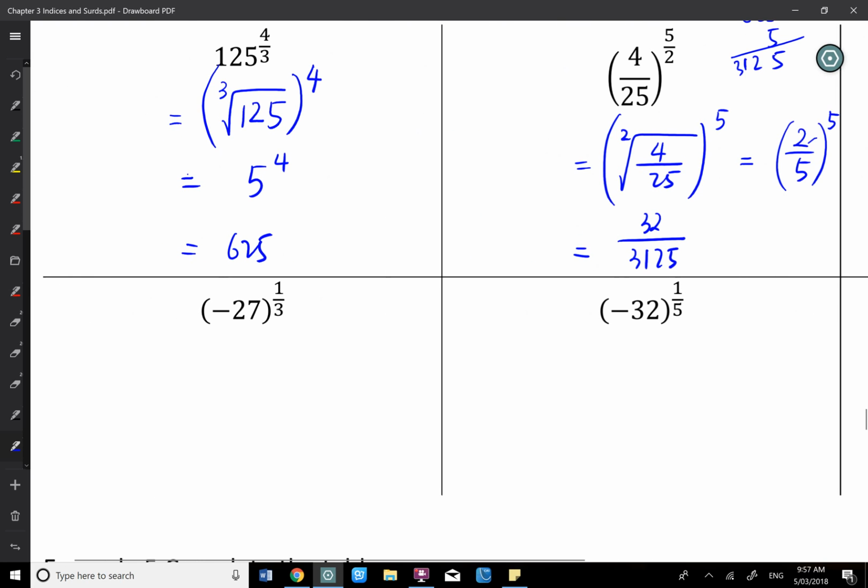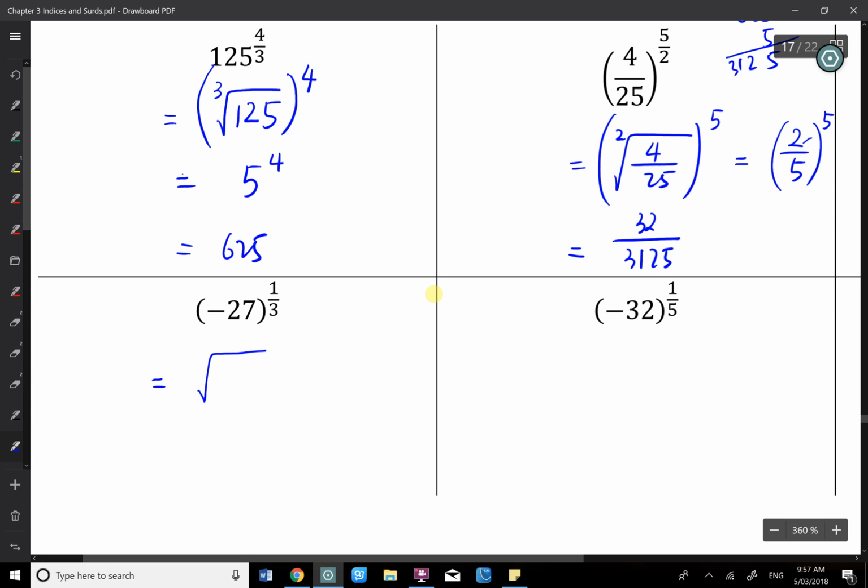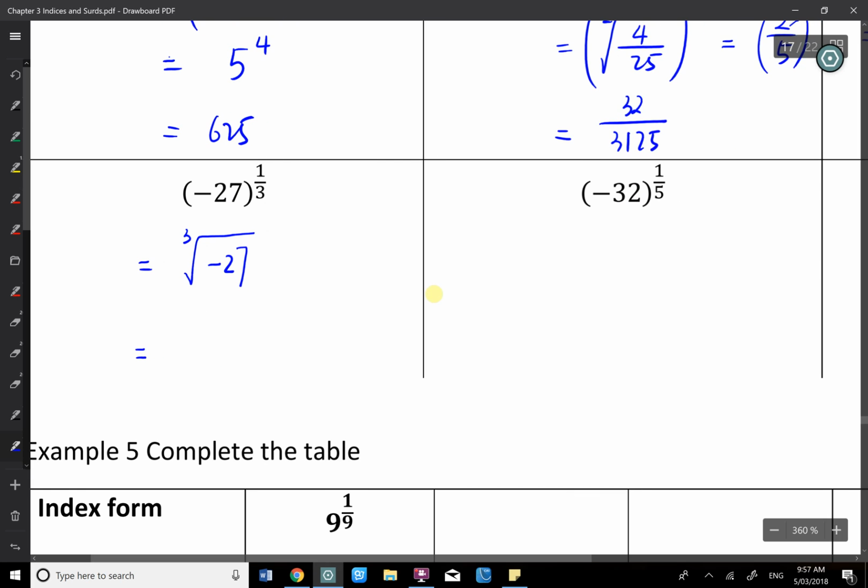Okay, think about the negative number. What we have all dealt with here is positive numbers, and now let's think about the negative. So negative 27 to the power of a third. That is the cube root of negative 27. What do you think that will be? Negative 3, that's right. Because negative 3 times negative 3 times negative 3 will give you negative 27. So when you take the cube root of that, it will be negative 3.